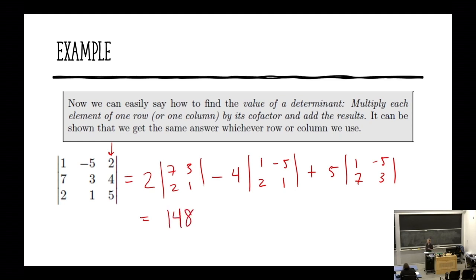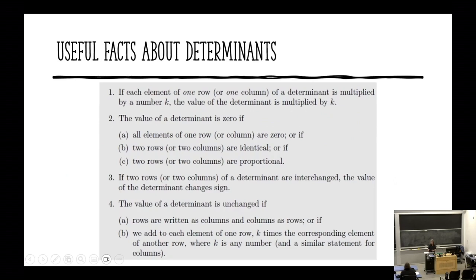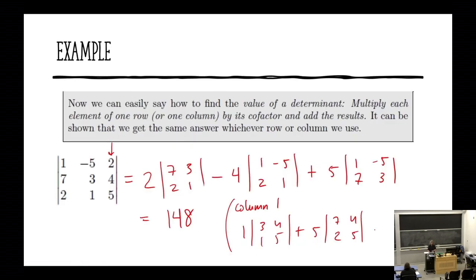And you can go ahead and check that if you did the same exercise with column 1 instead of column 3, you'll get exactly the same thing. So if we did column 1 instead, we would get 1 times 3, 4, 1, 5, plus 5 times 7, 4, 2, 5. Oops. Plus 2 times 7, 3, 2, 1. There we go. And that's also equal to 148.